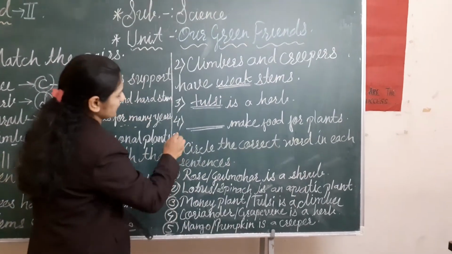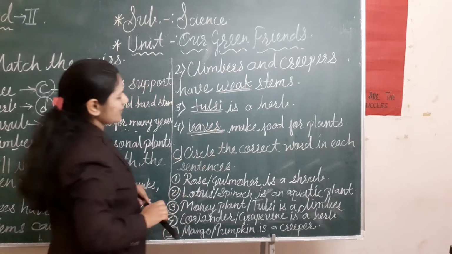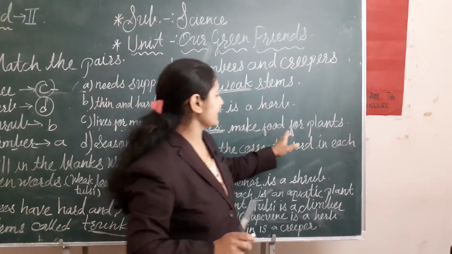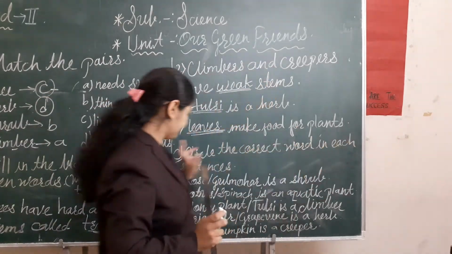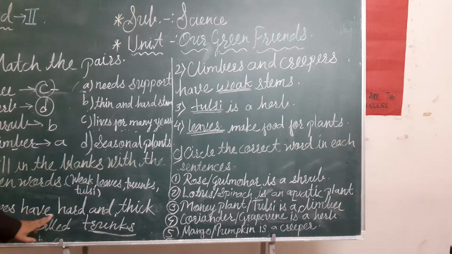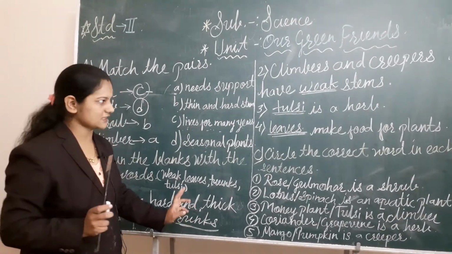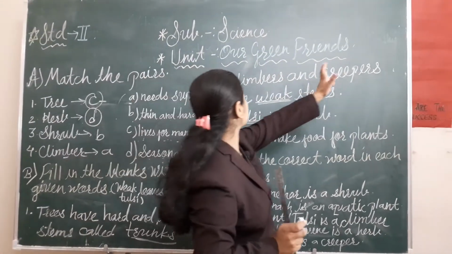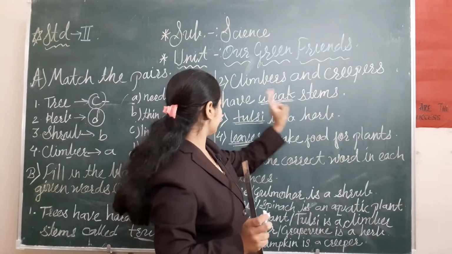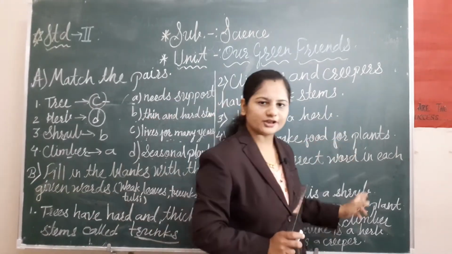So students, leaves make the food for the plants. Fill in the blanks with the given words. Trees have hard and thick stems called the trunks. Next, clambers and the creepers have weak stems. Tulsi is a herb. Leaves make food for the plants.